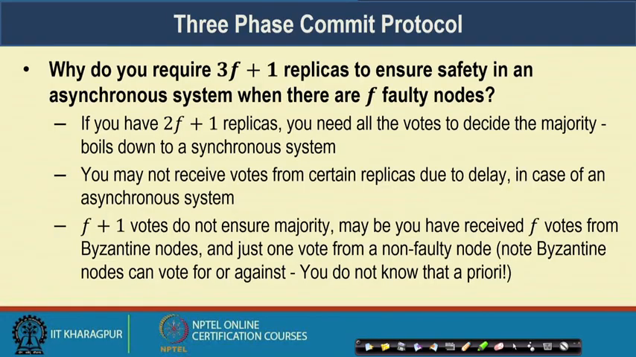Now, in an asynchronous system, you may not receive the votes from certain replicas because of delay, or you may receive out of order messages. In that case, if you just receive F plus 1 votes, that does not ensure majority. If you receive F plus 1 votes giving you the same instruction or information, then you can accept that, but it may happen that out of these F plus 1 votes, certain votes are coming from faulty nodes. So, you do not know whether those votes are coming from faulty nodes or from correct nodes.